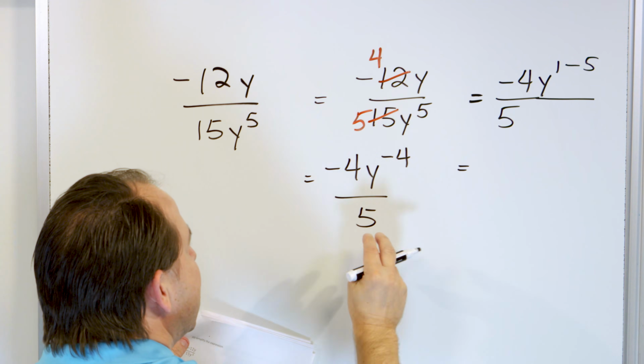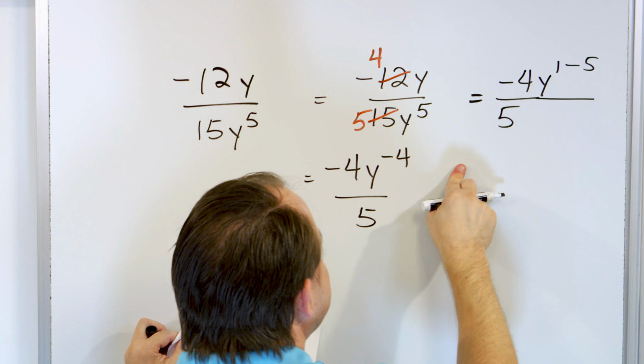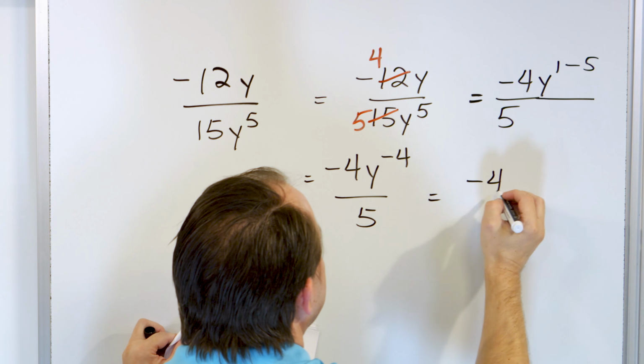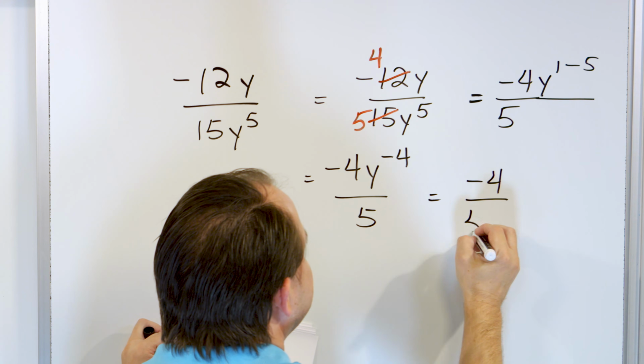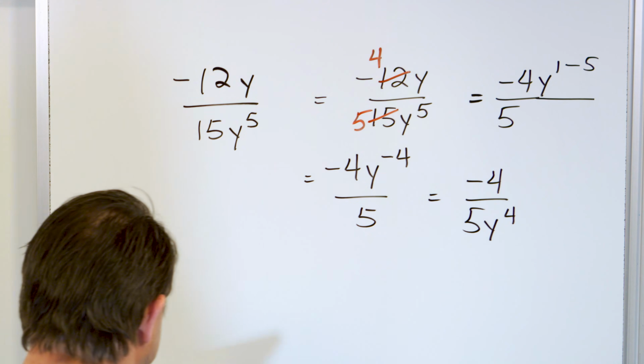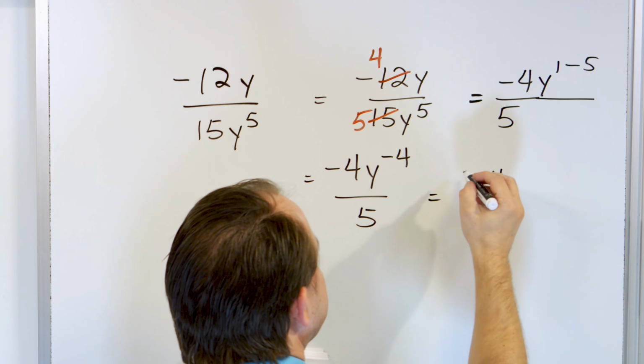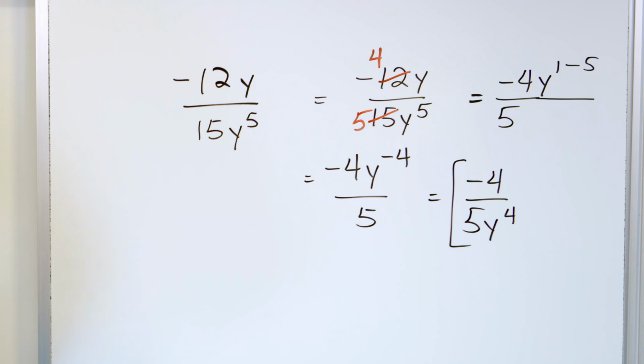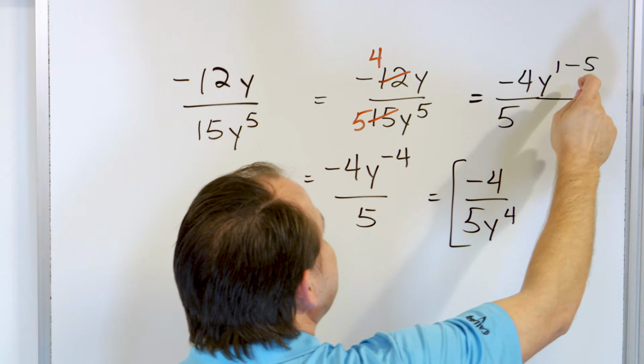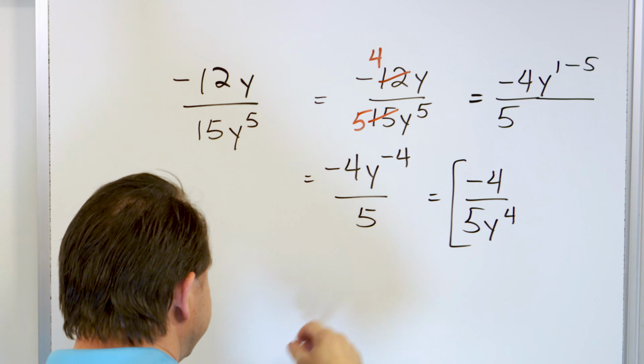And what happens when you have a negative exponent? You just move it downstairs. That's what a negative exponent is. Negative 4 on the top. Move this whole thing downstairs and make it positive. So negative 4 and then 5y to the positive fourth power. That is the answer. That's what you would do if you were subtracting. You would get a negative exponent, and then you would have to move it downstairs.